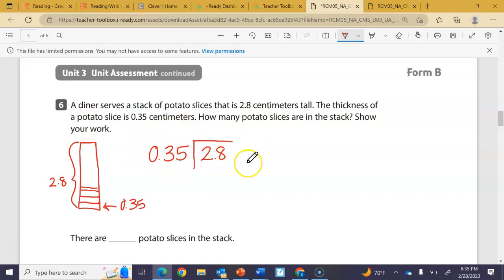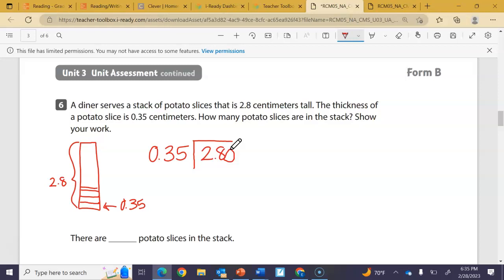I got decimals here. So first things first, I want to make sure that my decimals are alike, because if they're alike, then I can remove the decimals. Right now, this is in the tenths place and this is in the hundredths place. I can't make this the tenths place, that doesn't work. But I can make this the hundredths place with a magical number. Guess what number it is? It is 0. If I add a 0 here, it will allow me to divide without the decimals. So now I have 280 divided by 35.